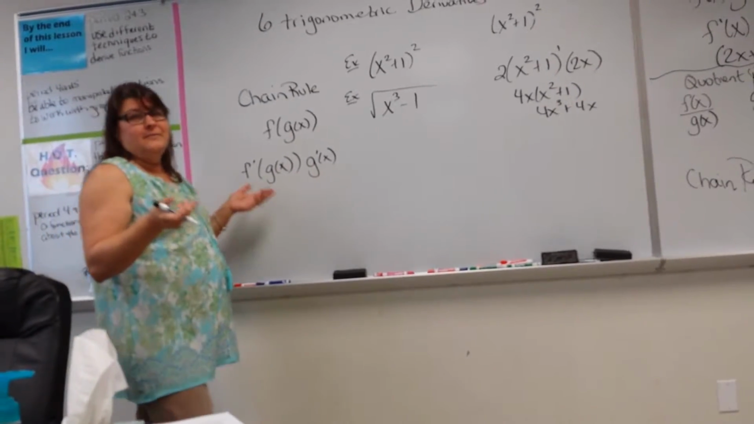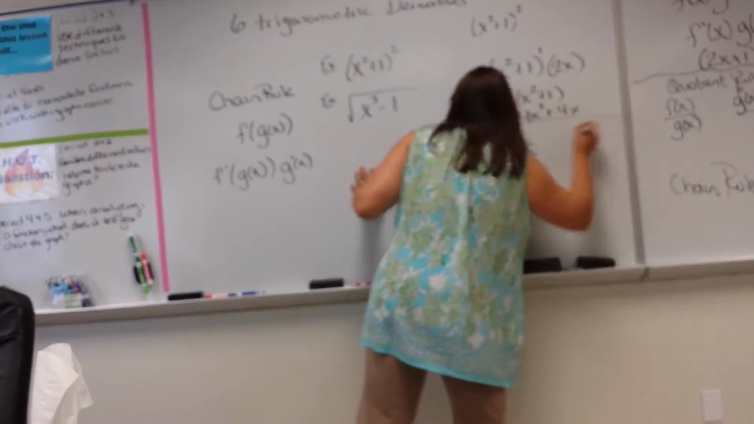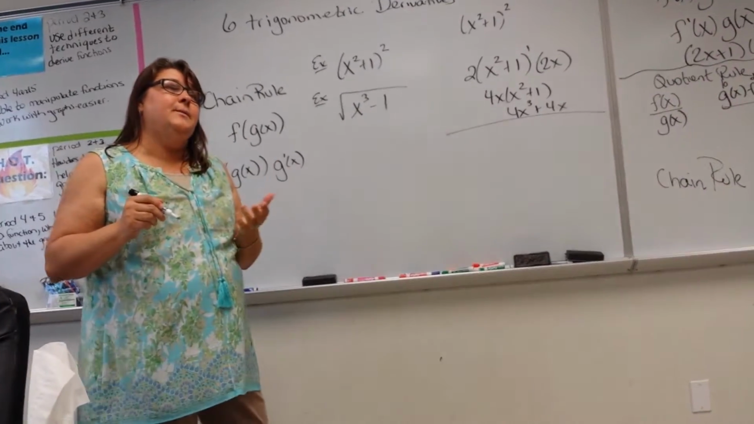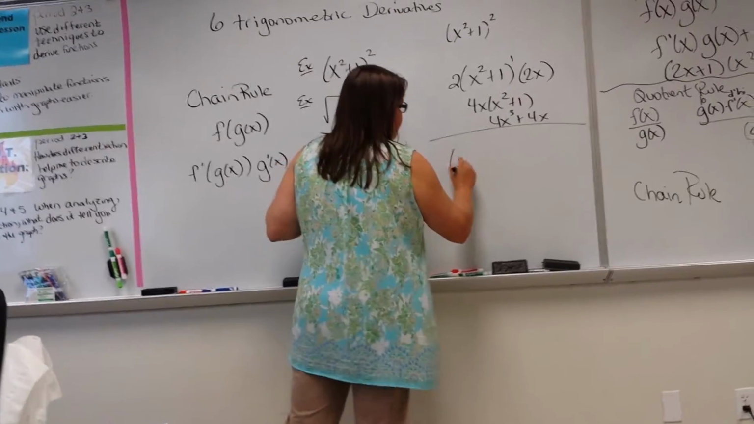Oh, well, okay, that's easy enough. Now, what about this guy? First of all, I would rewrite it. Instead of a square root, I would write it to the 1/3 or 1/2.